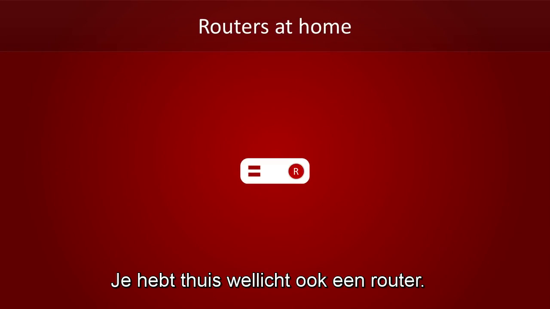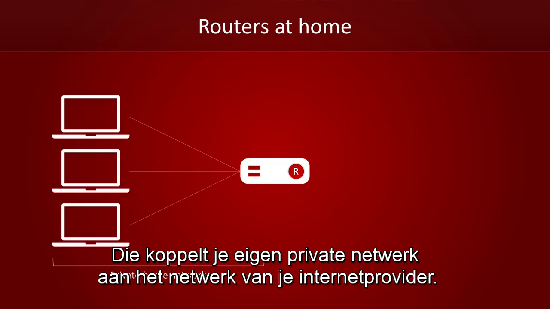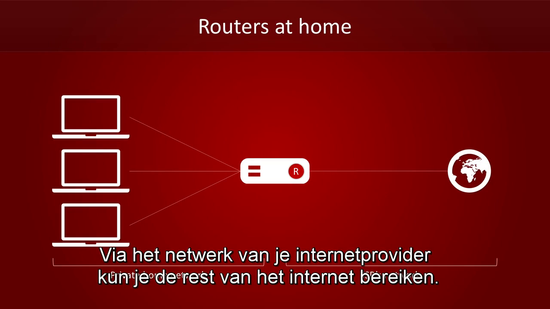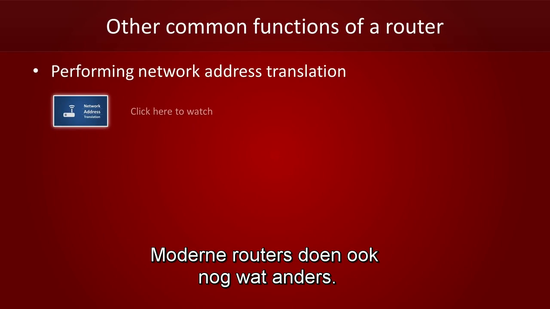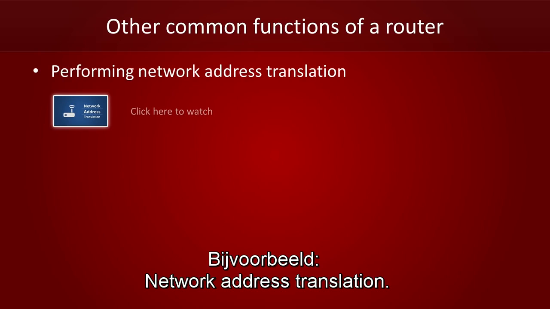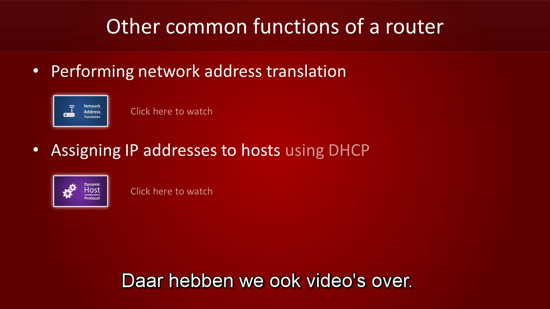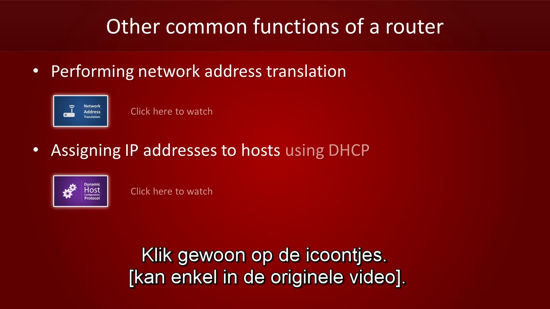You probably have your own router at home too. It forms a bridge between your own private network and the network of your internet provider. Through the network of your internet provider, you can reach the rest of the internet. Modern routers also carry out other tasks. For example, they often do network address translation, or they can hand out IP addresses to hosts using DHCP. We have videos on both of those topics, so just click the thumbnails if you want to watch them.